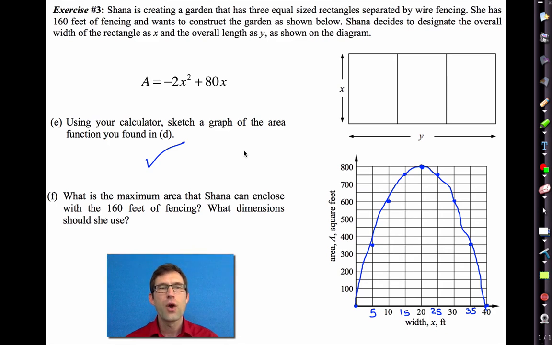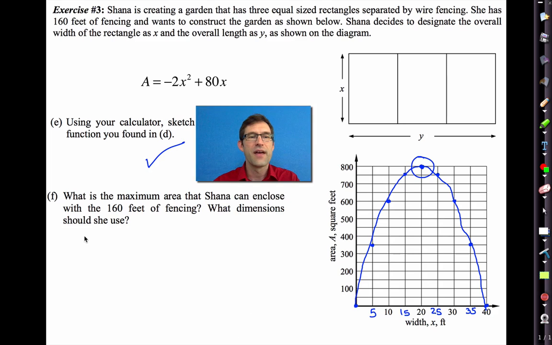Letter F. What is the maximum area that Shayna can enclose with the 160 feet of fencing, and what dimensions should she use? Well, it's pretty obvious to me that the max area equals 800 square feet. Don't forget those units. Don't say 800 feet. That doesn't make any sense. It's not an area. What dimension should she use? Well, I know x should be 20.